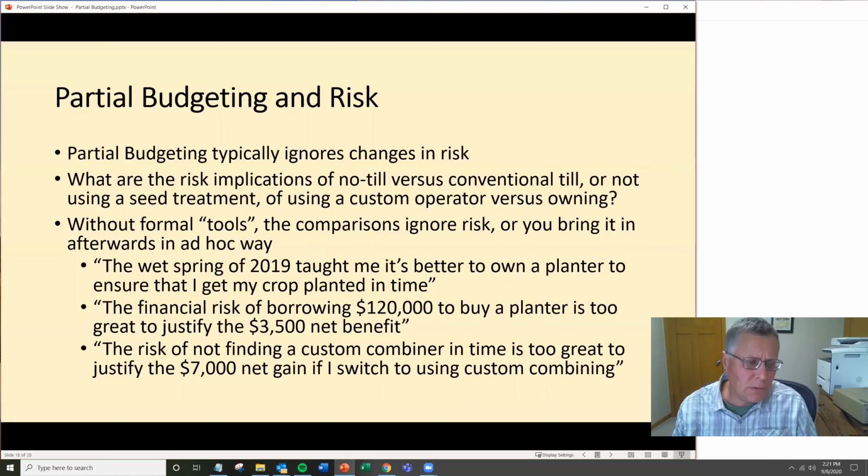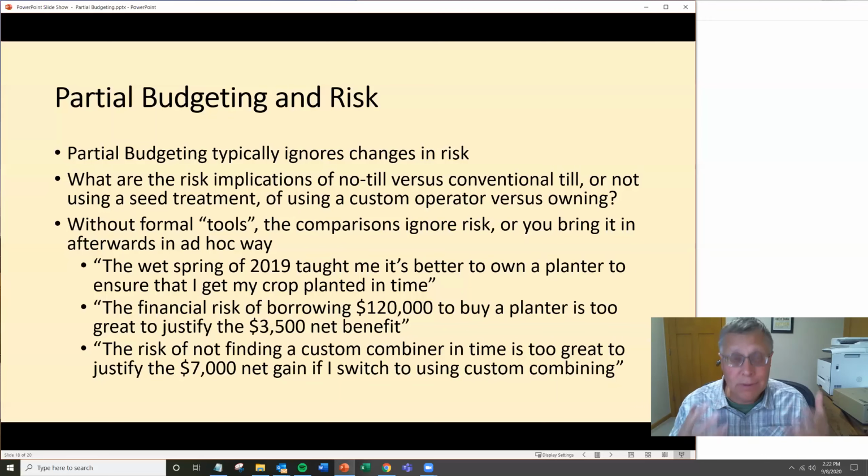But the wet spring of 2019 taught me it's better to own a planter to ensure I get my crop planted on time. Here's another one: financial risk of borrowing $120,000 to buy a decent used planter. It's just too great to justify that net benefit of $3,500. I sat down, did my analysis. There's a lot of money tied up there, and I'm already leveraged due to other factors beyond my control. I just can't take that extra financial risk. Even though it's a net benefit, it's too risky.